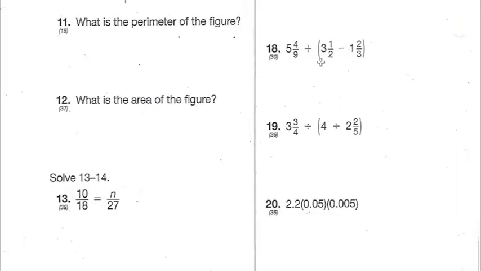Okay, 5 4/9 plus 3 1/2 minus 1 2/3. So we need to get all of these denominators to be the same. So 9, 2, and 3, what's a number that they all go into? Easy way to do this, the answer is 18.